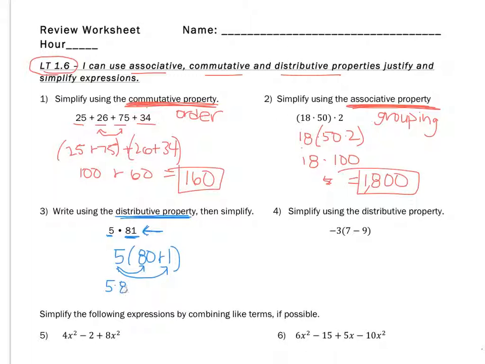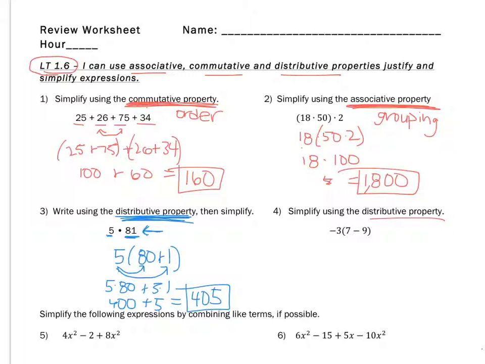5 times 80 plus 5 times 1. Well, 5 times 80 is 400, plus 5 times 1 is 5, so my answer will be 405. So we just use this distributive property to simplify that. I didn't just multiply those straight across.